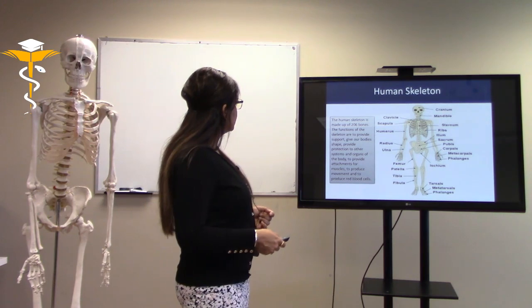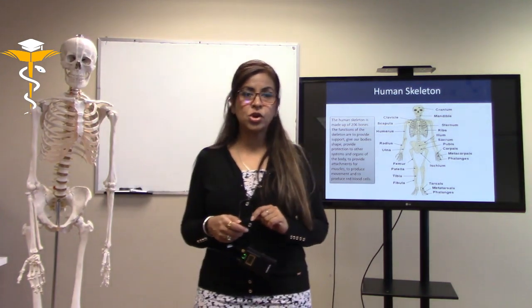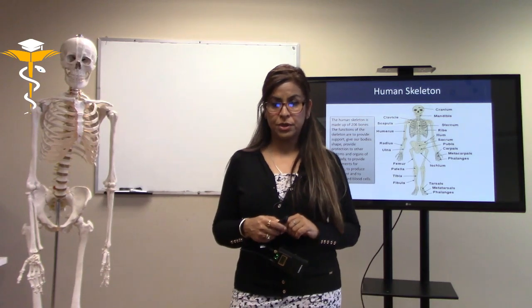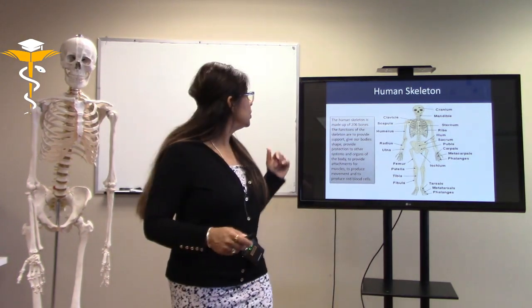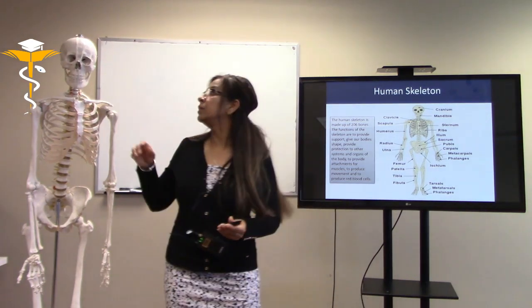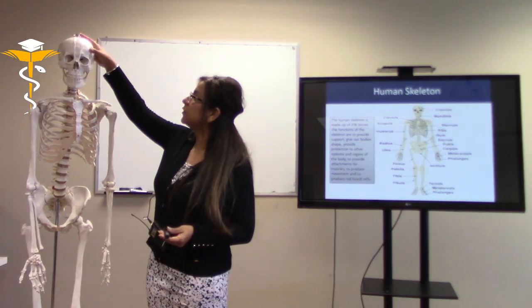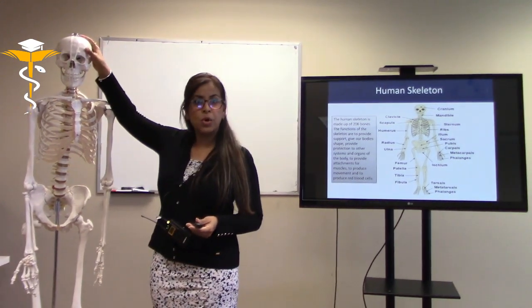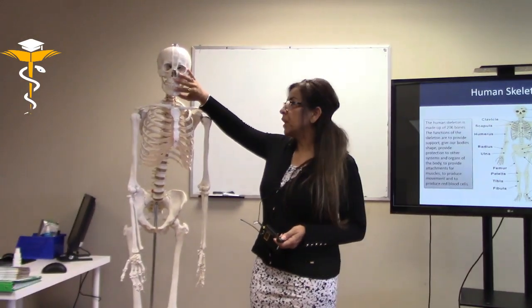So let's go back to this slide. The human skeleton is comprised of 206 bones. In total, there are 206 bones. To name the bones, let's start with the skeleton here. As you may see, this is the skull. The skull is composed of the cranium and the facial bones.